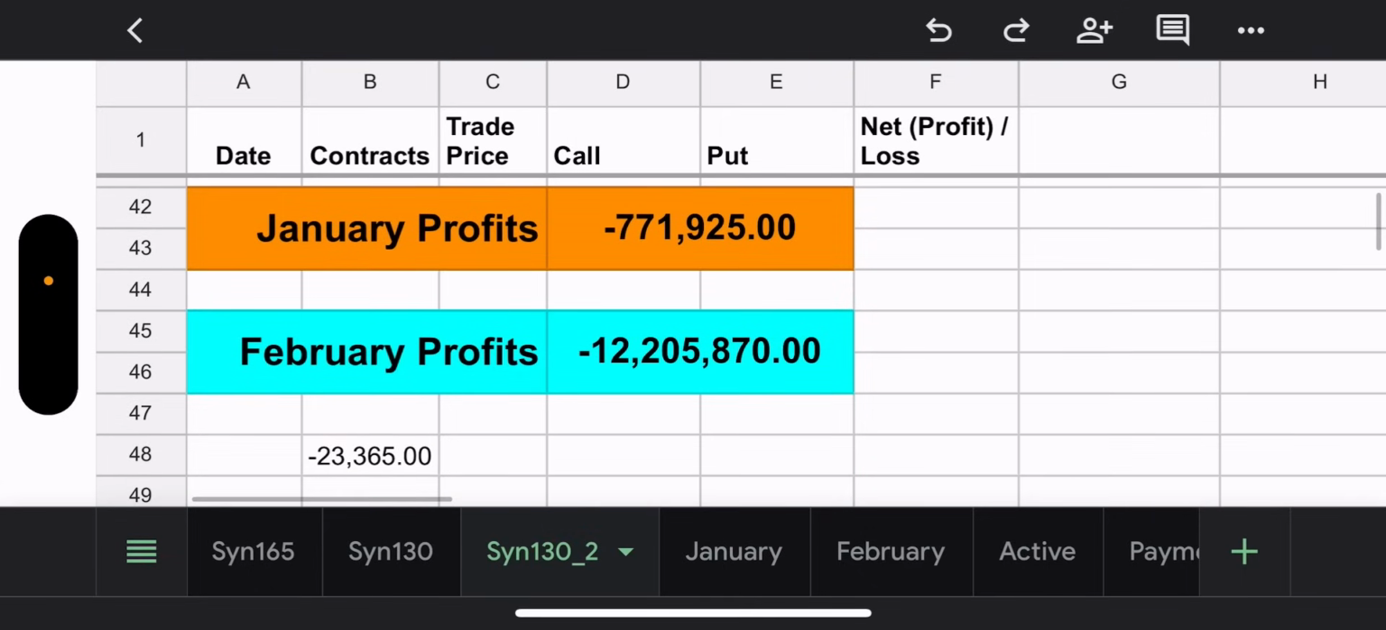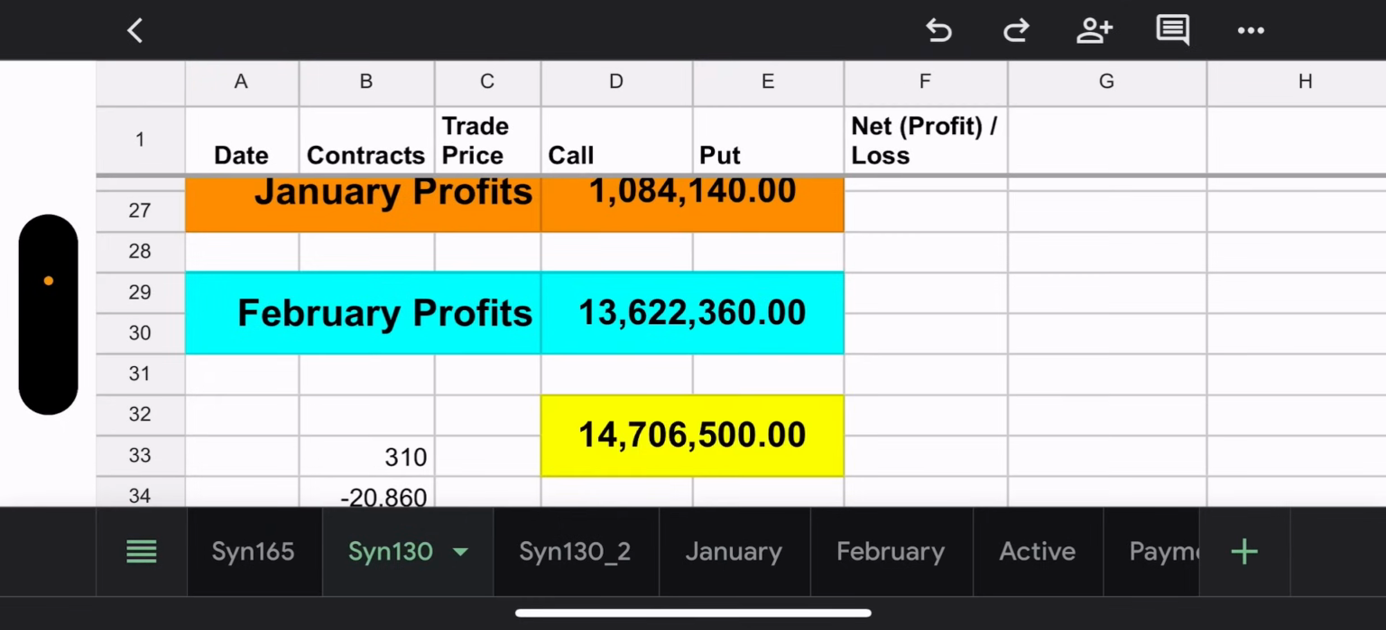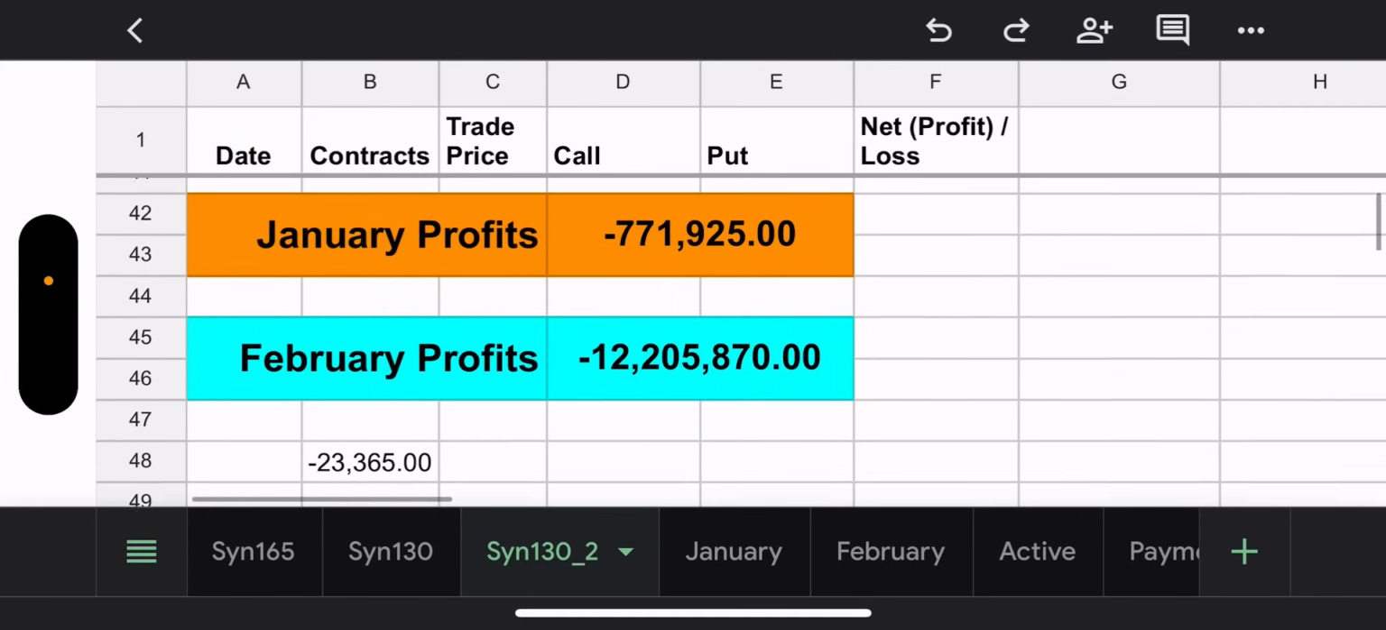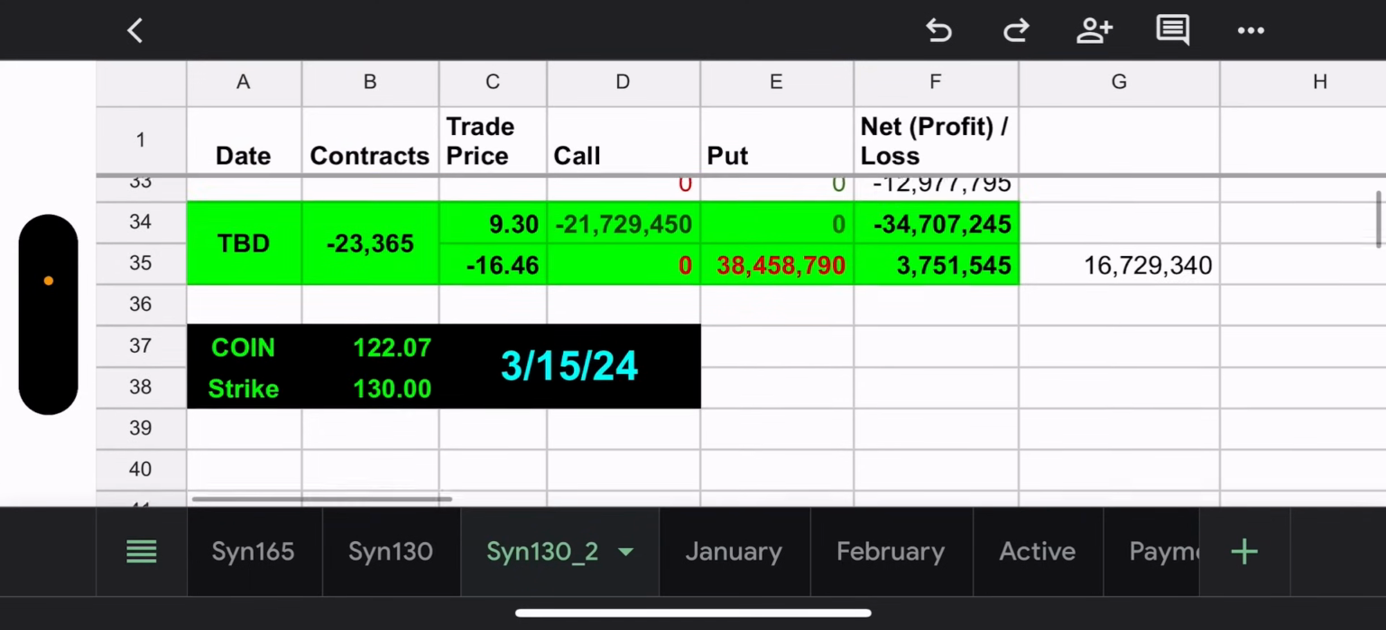February profits, we have 12.2 million. So at least that'll offset some of the damage on the 13.6 million. Okay? Following me so far? So right now, we have 23,365 contracts, okay, for the synthetic.